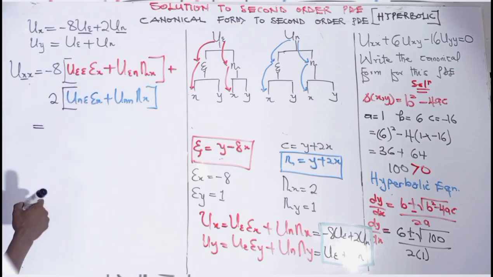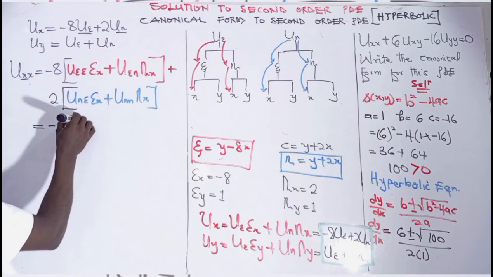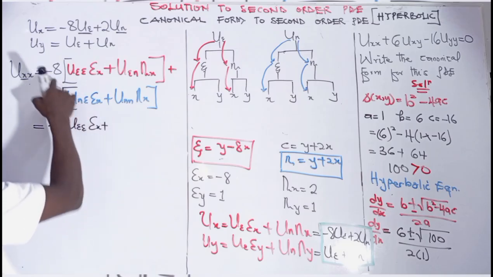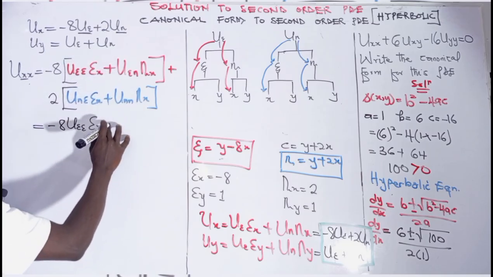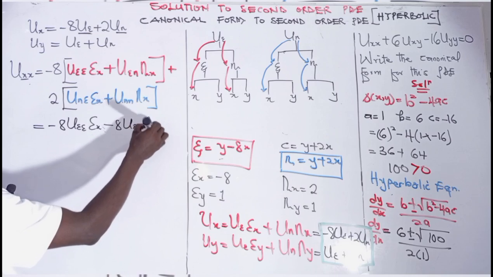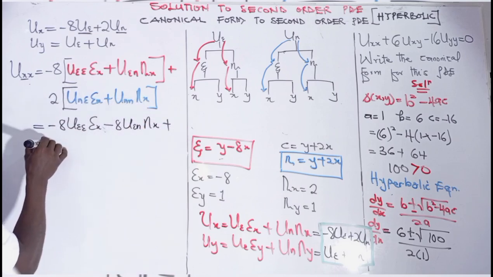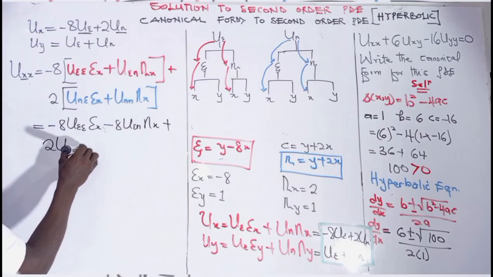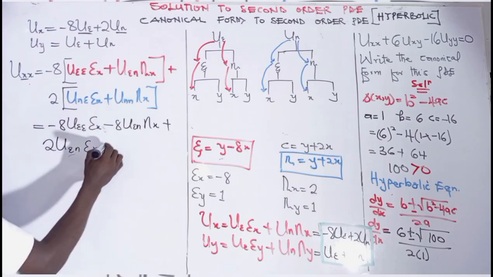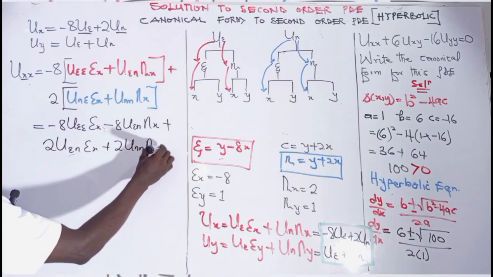So from here, let's do some small simplification. This is going to give us minus 8 u_ξξ ξ_x plus, sorry, minus 8 u_ξη η_x plus, this is also going to give us 2 u_ξη ξ_x. Since η ξ is the same as ξ η, we can write it as ξη. Then we have plus 2 u_ηη η_x.